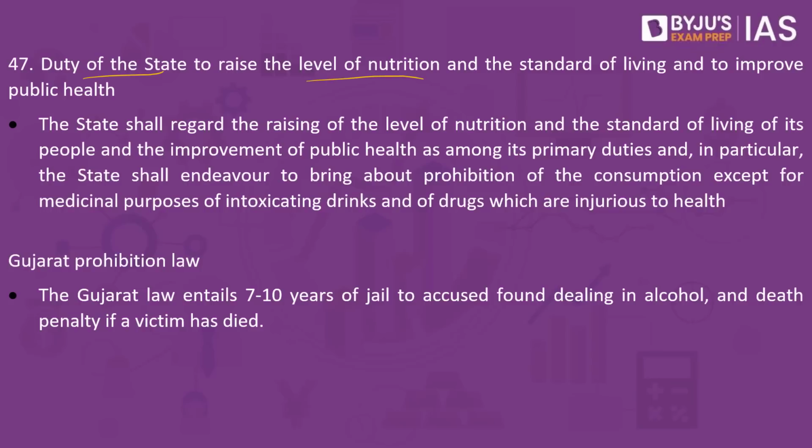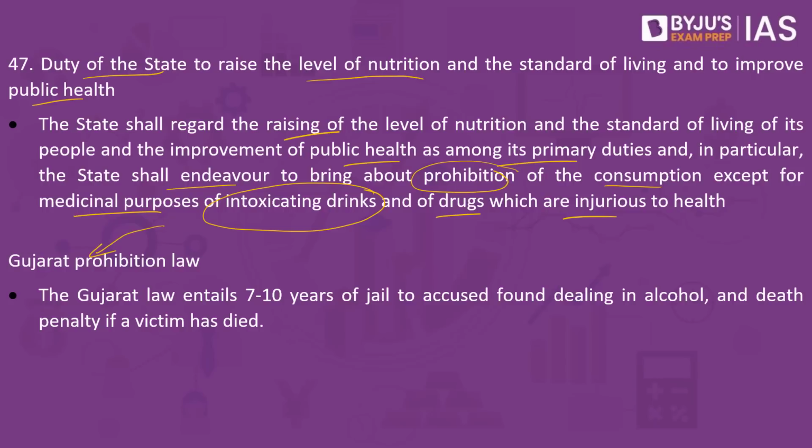to raise the level of nutrition and the standard of living and to improve public health. The state shall regard the raising of the level of nutrition and the standard of living of its people and the improvement of public health as among its primary duties, and in particular, the state shall endeavor to bring about prohibition of the consumption, except for the medicinal purposes, of intoxicating drinks and of drugs which are injurious to the health. Making use of it, Gujarat has come up with Gujarat Prohibition Law.